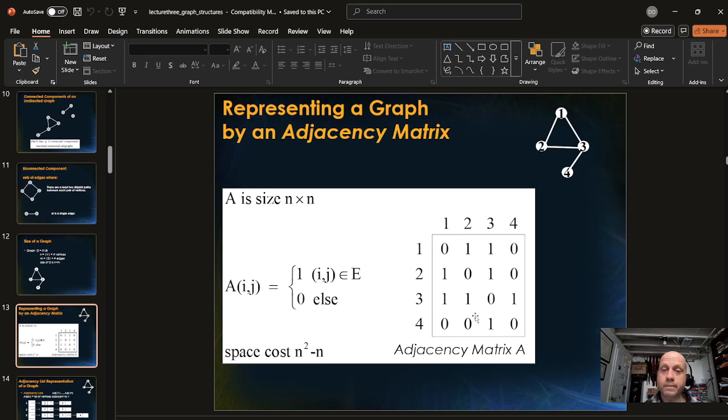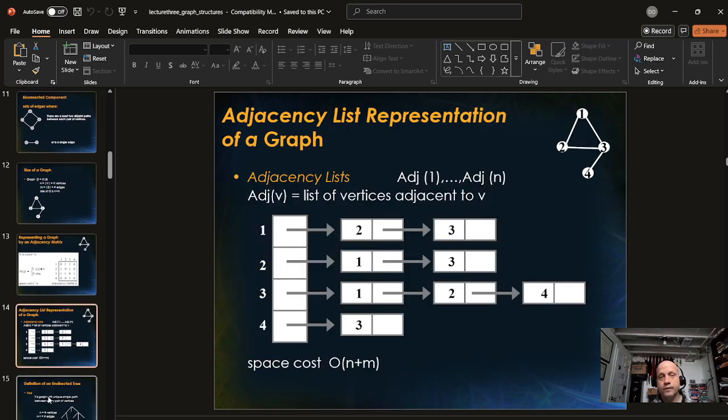specifically for an undirected graph, right? Because 2 to 1 and 1 to 2 is essentially the same edge. It's indicated by 1. So I could have a more compact representation if that's what I'm going for, right, in terms of supporting the algorithm. I can also have an adjacency list representation of a graph here, an adjacency list.